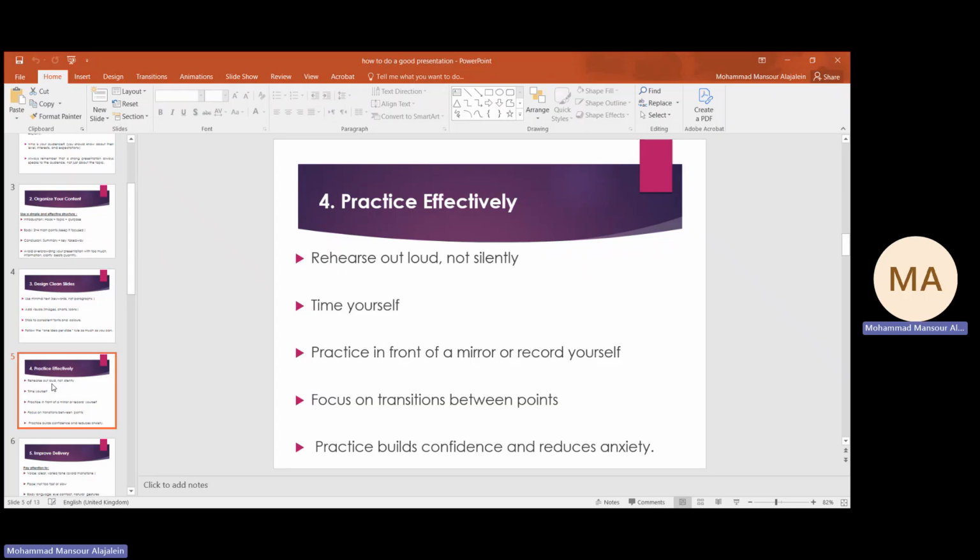Focus on transitions between points, how to move from one point to another. It's something very, very important. Don't create a gap between the ideas. Make the ideas linked in one way or another. And also, practice builds confidence and reduces anxiety. Try to avoid anxiety and be confident when doing your presentation. This would help a lot.